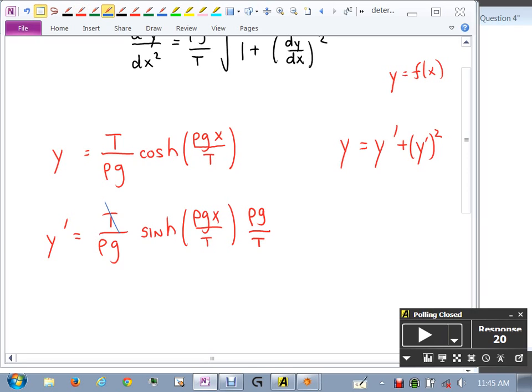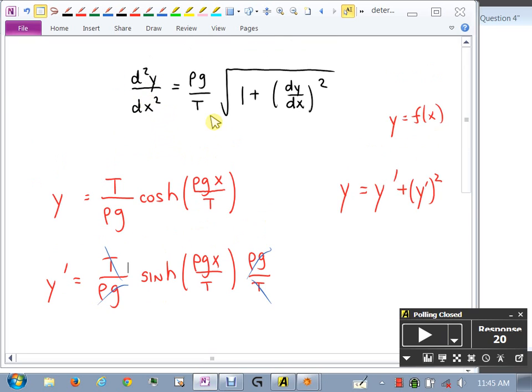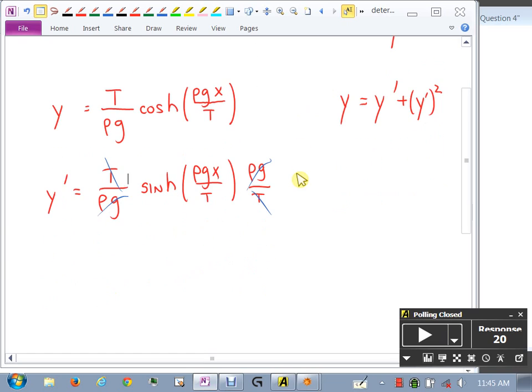Oh, wow. That cancels here and here and here and here. That's your first derivative. And then take your second derivative. And once you get your second derivative, put it here. First derivative here, square it, and then go to town. Okay. Is that enough? We good? All right.